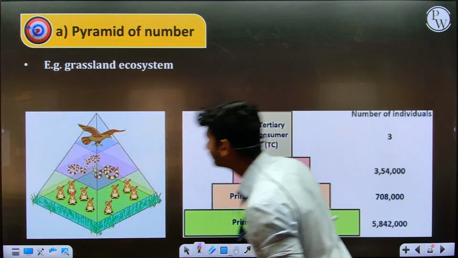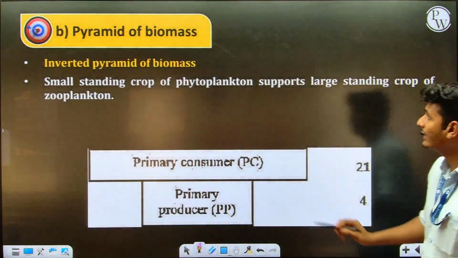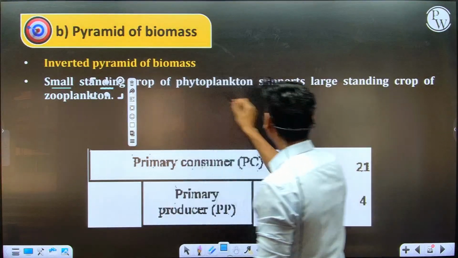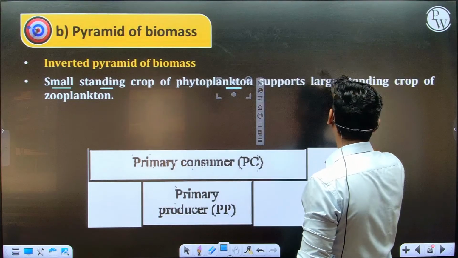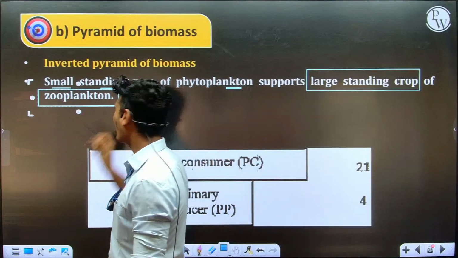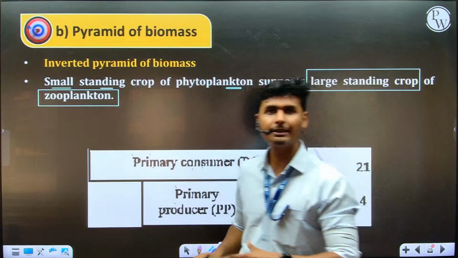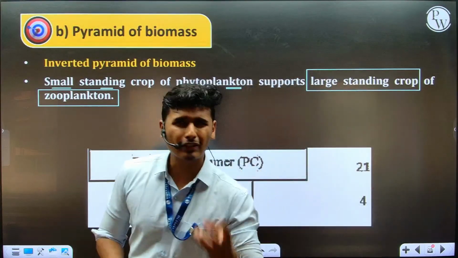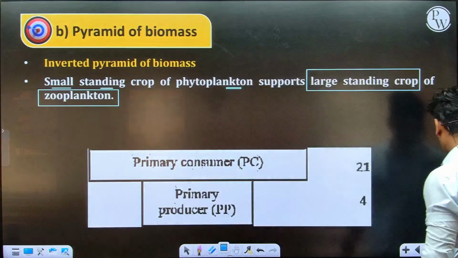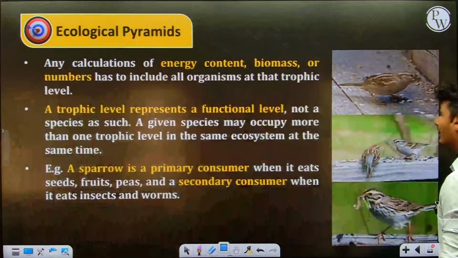Let's discuss what they are saying about the inverted pyramid of biomass. They are saying a small standing crop of the phytoplankton supports a large standing crop of zooplankton. What is standing crop? Standing crop is the biomass present at a particular time in a particular area. So phytoplankton have a small biomass as compared to the zooplankton. This is an example of an inverted pyramid. Now the pyramid of energy is always upright.